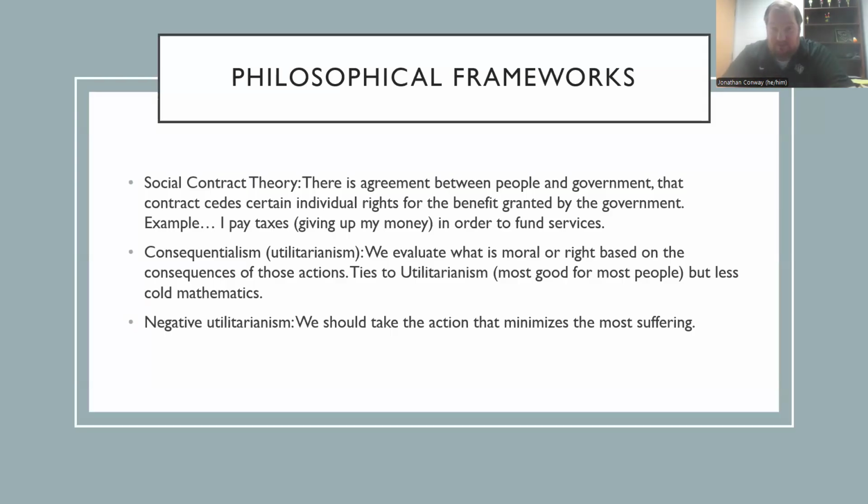Consequentialism is one I strongly recommend. If you're not sure what value or what fits, consequentialism is a really good philosophical framework to use. And then you could put individual value or assessments within the argument. So honestly, if you needed a default, this might be the one. We evaluate what is moral or right or best based on consequences of those actions. Ties a little bit to utilitarianism, which is the most good for the most people, but it's less cold mathematics. It looks at all of the consequences.